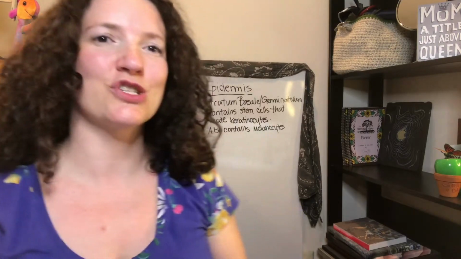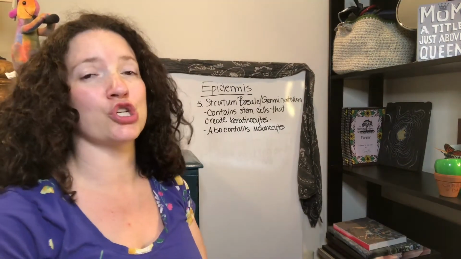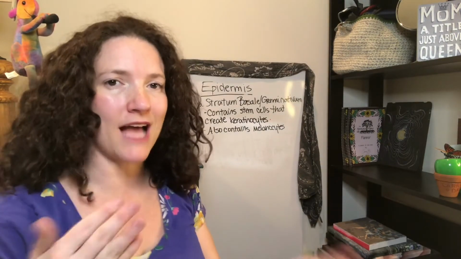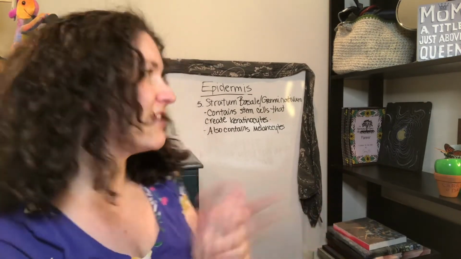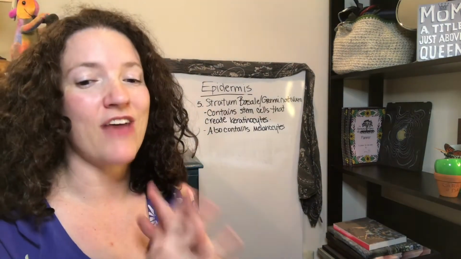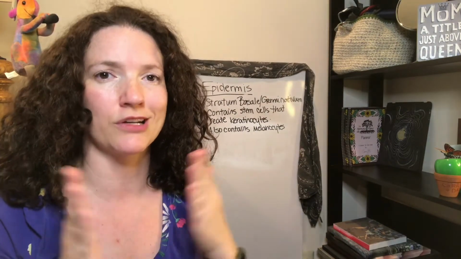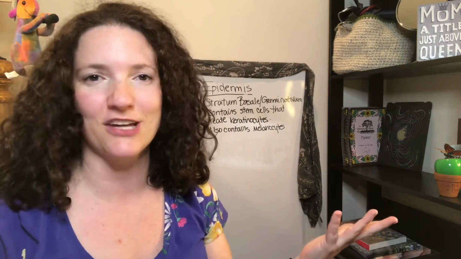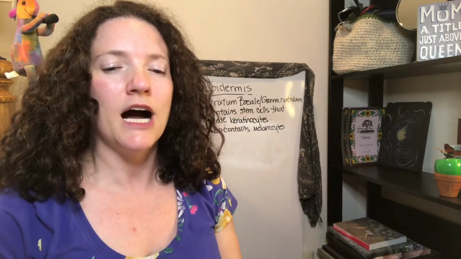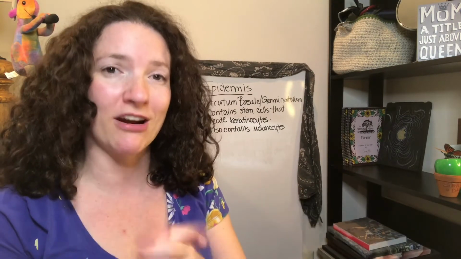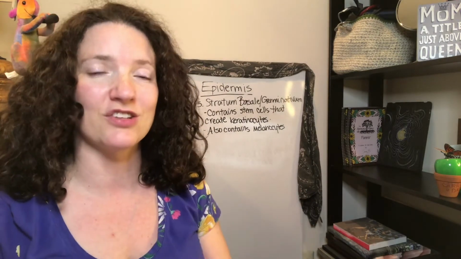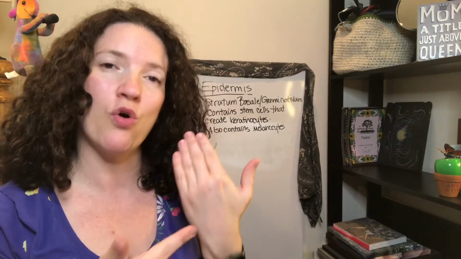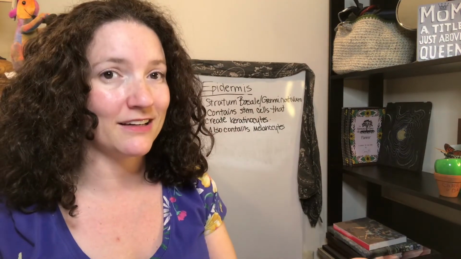So the bottom layer of the epidermis is the stratum basal or stratum germinativum. It's known as either of these depending on what textbook or article you're reading. This layer contains stem cells that create keratinocytes. Again, pronunciation with medical terms can vary. So the stem cells create the keratinocytes. This is also the layer that contains melanocytes, which are cells that give our skin pigment, or color, or melanin.